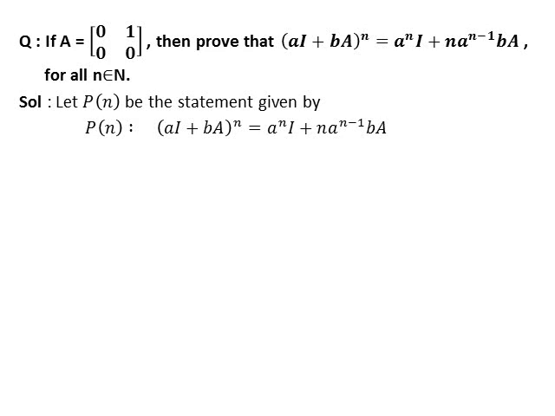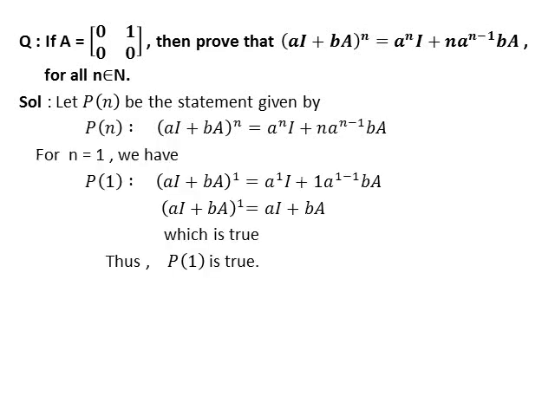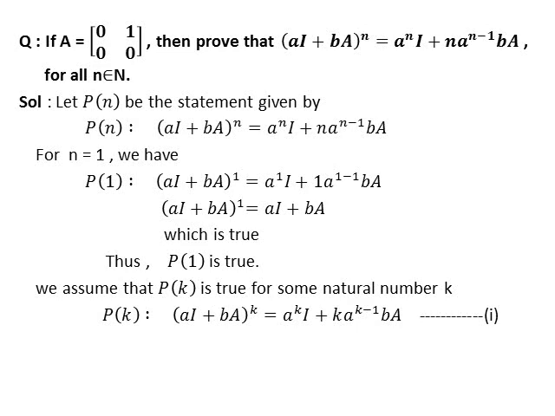First, we verify that the statement is true for n equals 1. For that, put n equals 1 in the left hand side and right hand side of the statement as shown here. After simplifying the right hand side, we get left hand side equals right hand side. So, the statement is true for n equals 1. Now, we assume that the statement is true for n equals k.